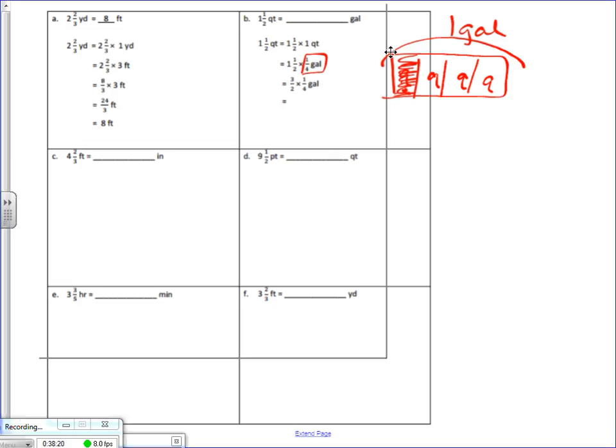So 1 1/2. I can't multiply 1 1/2 times 1/4. So I have to turn 1 1/2 into an improper fraction. So 2 times 1 is 2, plus 1 is 3. 3 halves times 1/4. 3 times 1 is 3. 2 times 4 is 8. So it's 3/8 of a gallon. All you had to do was multiply it.